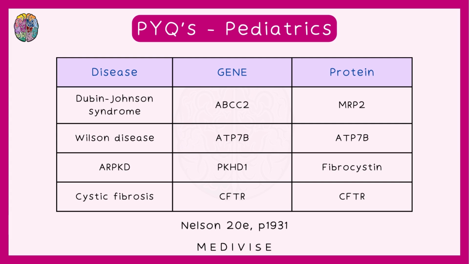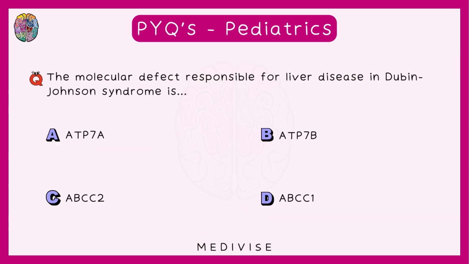So here you can see that in Dubin-Johnson syndrome, the gene that is defective is ABCC2 and the protein that is affected is MRP2. I've also already made videos on Dubin-Johnson syndrome and Wilson's disease also, so make sure to go and check those out too. So coming back to our question, our correct option here is ABCC2.